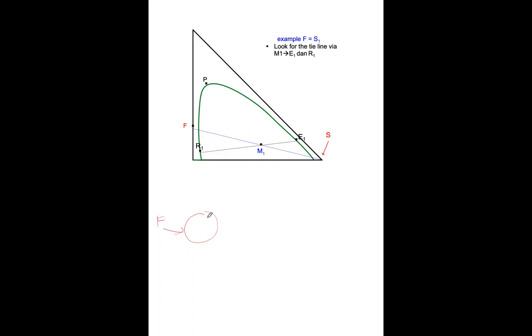Then the next one, we have the S, there, and then you have the mixture here, M1, and then it will reverse to the E1, which you take out, and the R1. Now the R1 will act as the second feed, the feed for the second stage. So R1 now acts as the second feed for stage 2. Then you add the S again.